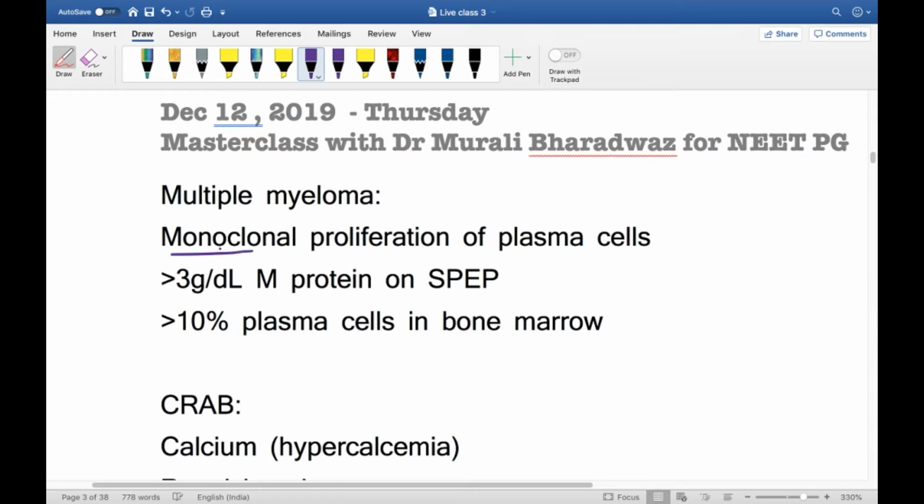Monoclonal proliferation of plasma cells. More than 3 grams per deciliter of M protein if you do the electrophoresis. More than 10% of plasma cells in bone marrow. Shweta rightly recognizes that this is multiple myeloma.